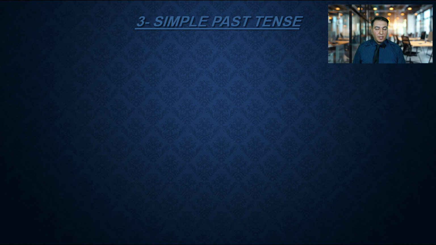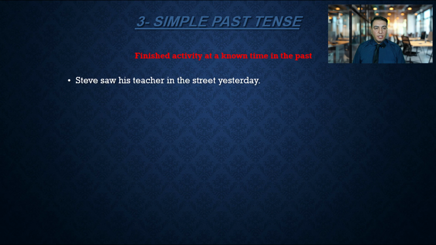When do we use the simple past tense? We use this tense to talk about finished activities at a known time in the past. For example, Steve saw his teacher in the street yesterday.